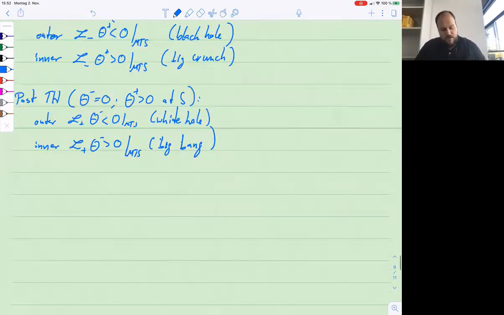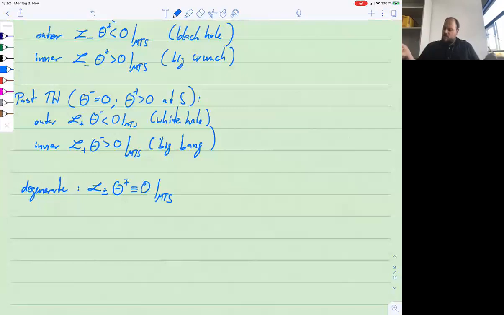And there's a fifth thing, which is called degenerate. Degenerate is very easy. It's just when L plus minus of L minus plus is identical to zero at the MTS, then the horizon is inner and outer at the same time. This for example happens for extremal black holes, or it also happens in the radiation filled universe. And usually it's referred to as a horizon with weak pole structure. This is important when you look at the thermodynamics of a horizon. Then the pole structure becomes important.